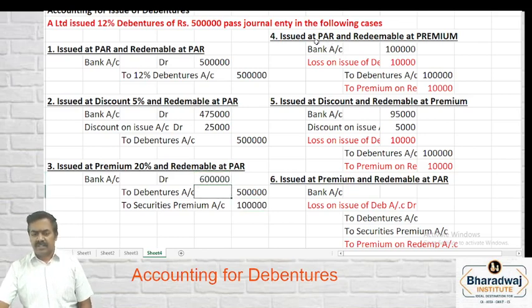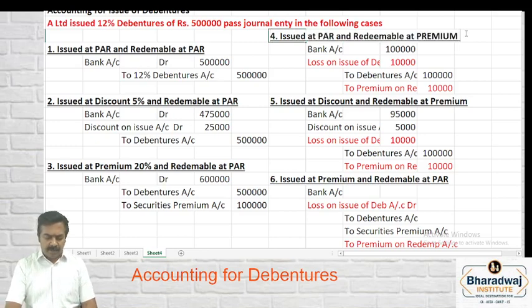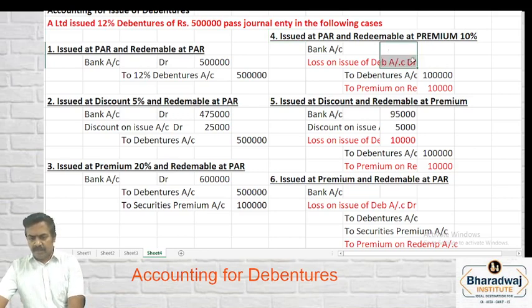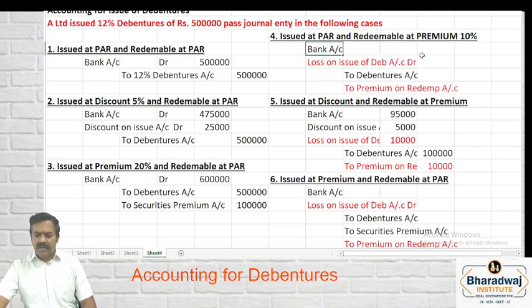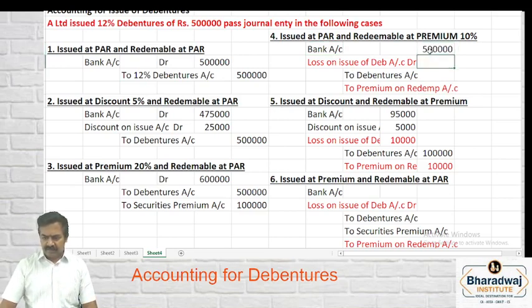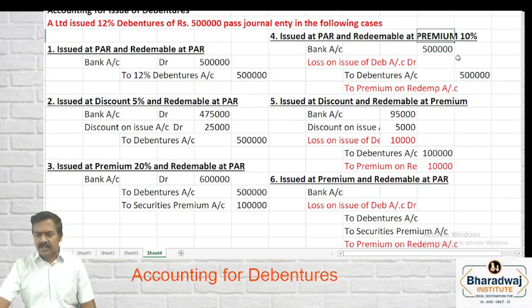Next, let's assume it is issued at par and redeemable at a premium of 10%. What entry will we pass? Bank account debit to debentures 5 lakhs, the face value. Premium on redemption is what percentage? 10%. Now 50,000 will come. That is equal to what? Loss on issue. Always, premium on redemption is equal to loss on issue.